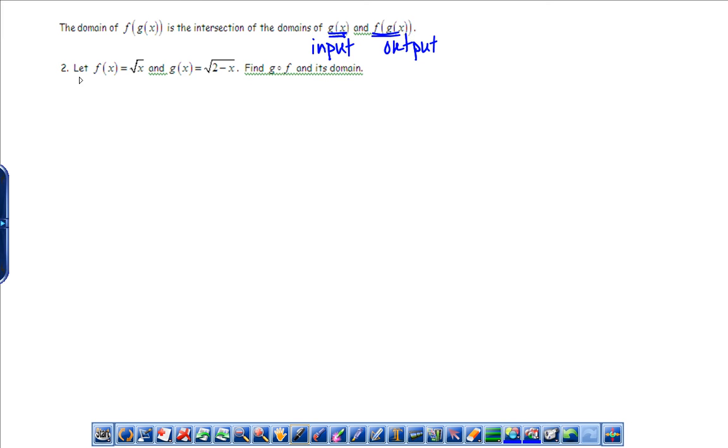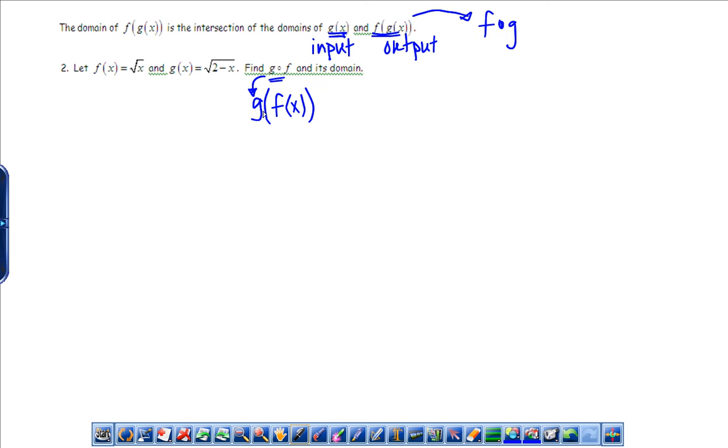Okay, so it says let f of x equal the square root of x, g of x equal the square root of 2 minus x, and find g of f and its domain. This means g of f of x. Okay, these are the same things. And I'm going to go ahead and write this one up here. You're going to see this as fog.